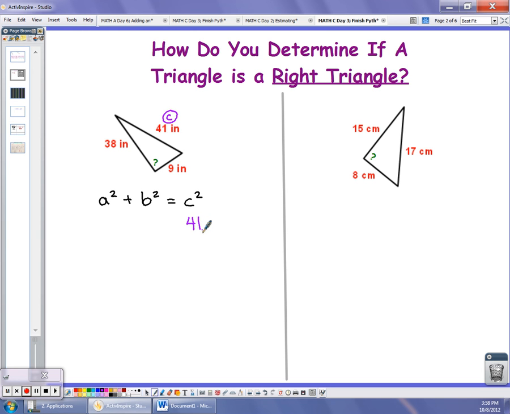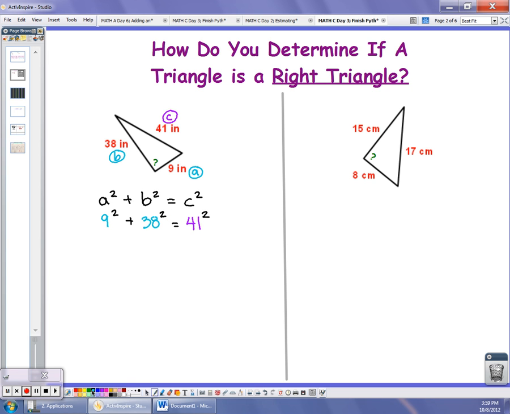We can substitute that in to our theorem. And a and b can be either one. However, we typically say a as the short side and b as the long side. So now we have 9 squared plus 38 squared is equal to 41 squared.